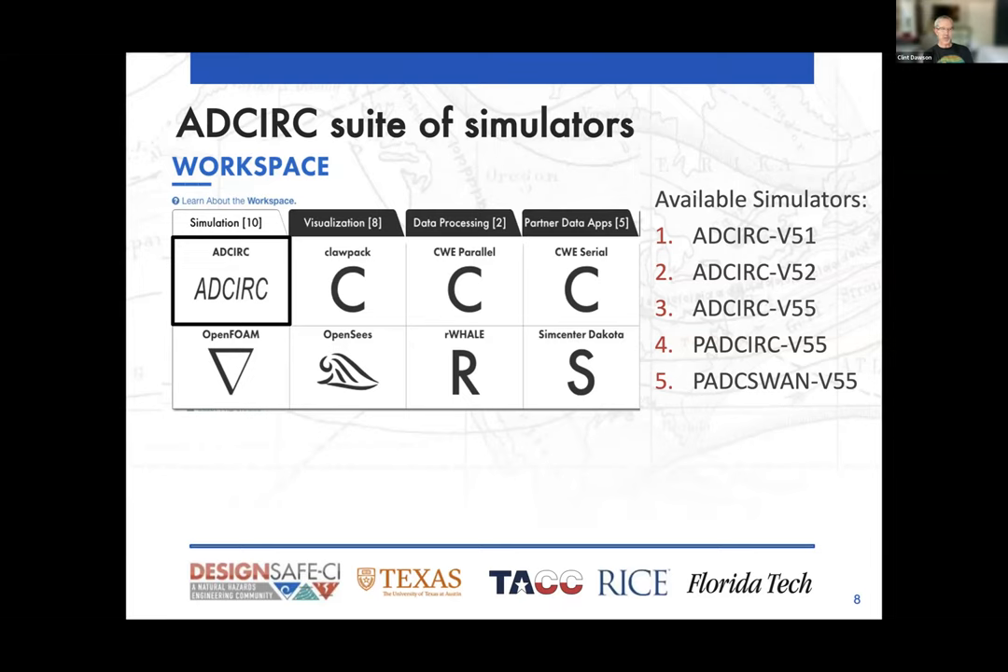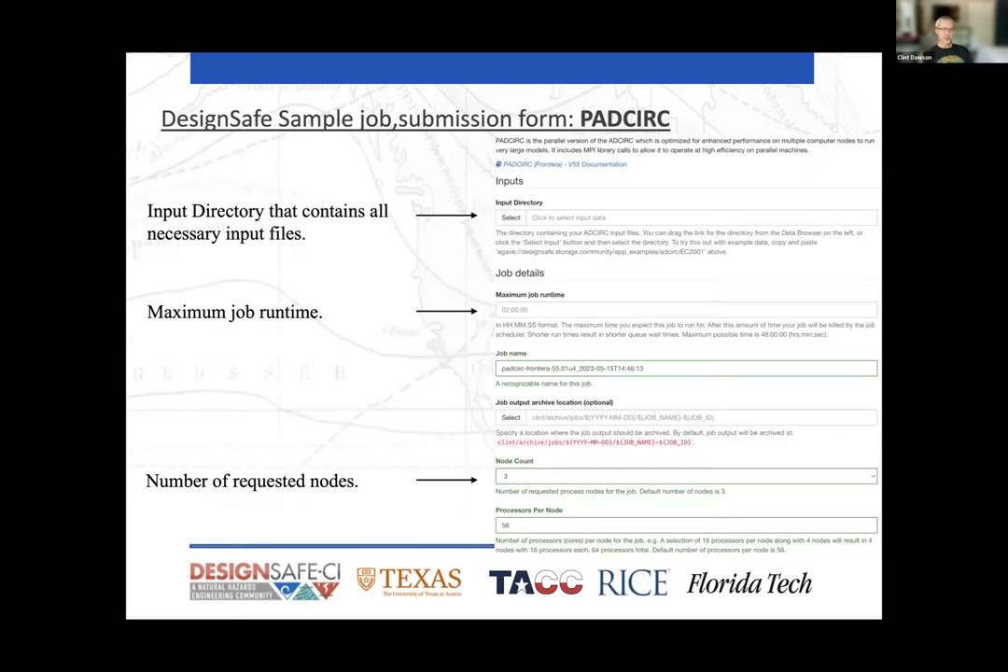And you'll see a number of available simulators. Some of the older versions we've gotten rid of, but we still have ADCIRC version 51, version 52, and we have ADCIRC version 55. These are all serial versions of the code. And then the parallel versions are PADCIRC version 55 and PADCSWAN version 55. So those will come up when you start to submit a job, which when you click on ADCIRC, then this screen will come up.